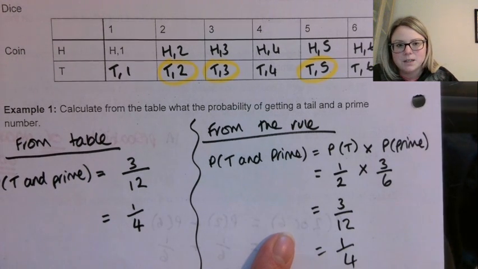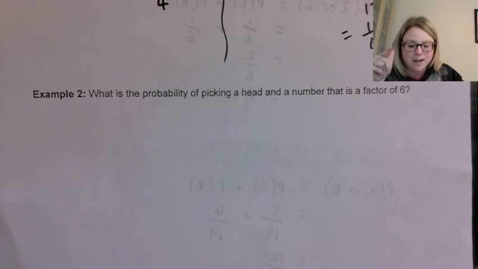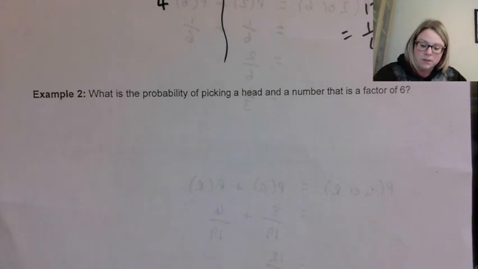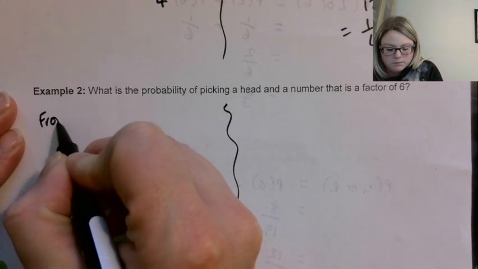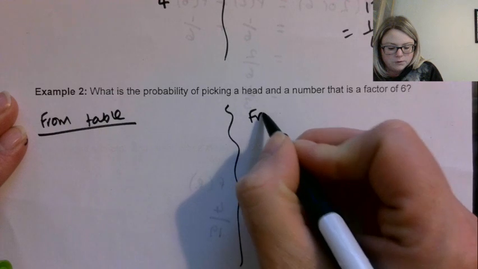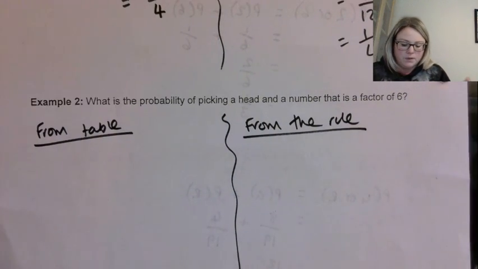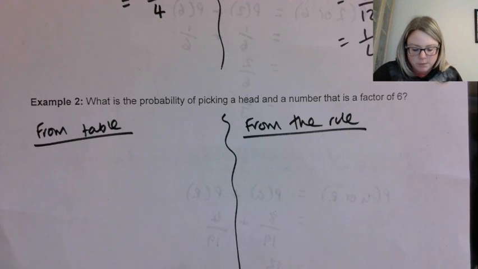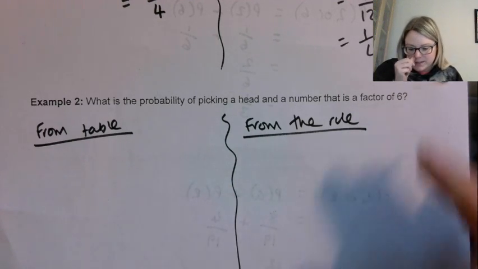Right, let's look at example 2. So what is the probability of picking a head and a number that is a factor of 6? So again, we'll do our 2 options, 1 from the table and 1 from the rule. Now, let's look back at our table. What are we looking for? A head and a number that is a factor of 6.